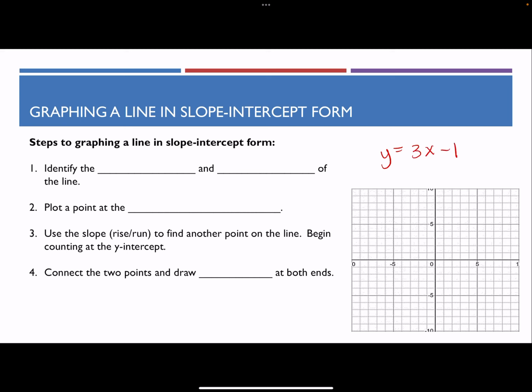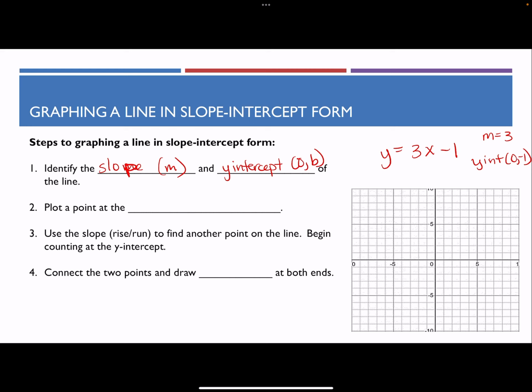So if I wanted to graph y equals 3x plus 1, this is in slope-intercept form. Step 1, I would identify the slope, in other words, m, and I would identify the y-intercept, in other words, 0, comma b of the line. So y equals 3x minus 1. My slope is 3, my y-intercept 0, comma, negative 1. Hopefully we're good at that now, right?